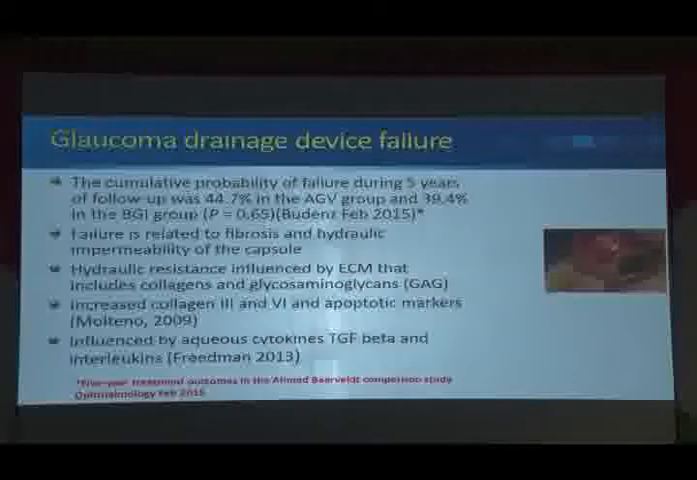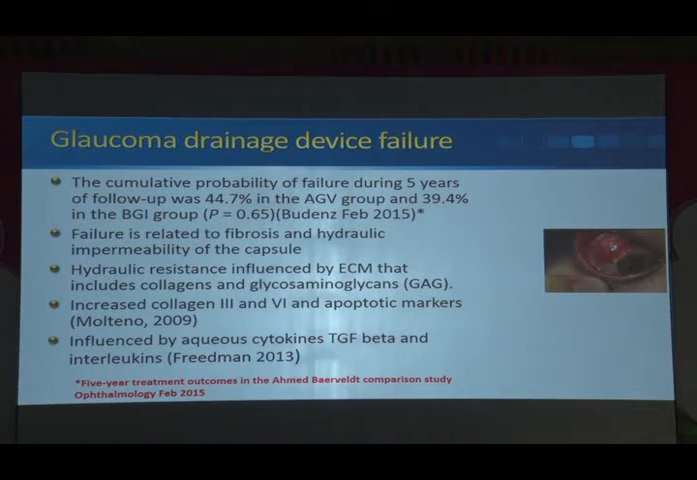Now, the hydraulic resistance of any organ, and the orthopedic literature and the CNS literature have taught us a lot, is influenced by the extracellular matrix that includes collagens and glycosaminoglycans. And Martino in his study showed that increased collagen 3 and 6 and apoptotic markers are the hallmarks of these failed glaucoma shunts. Also, as we heard, aqueous cytokines, especially TGF-beta and interleukins, might be very important in causing fibrosis, and you'll see more of that in a minute.